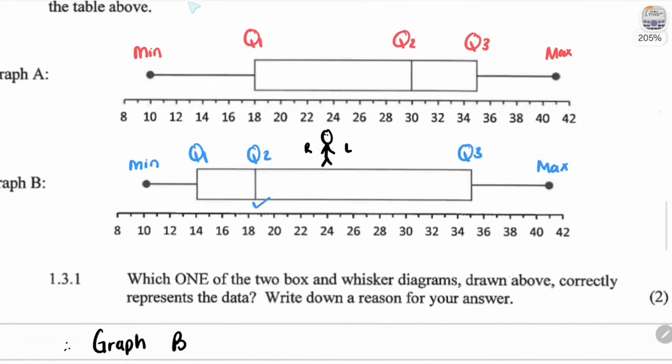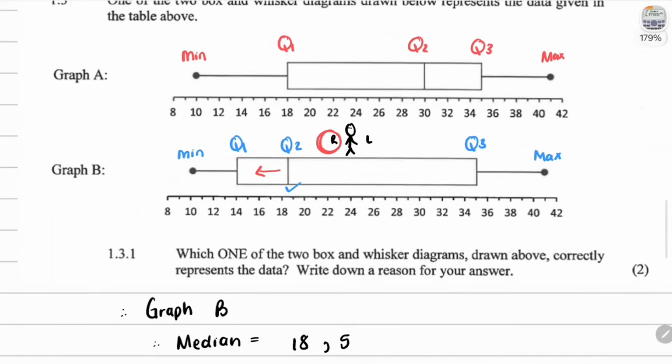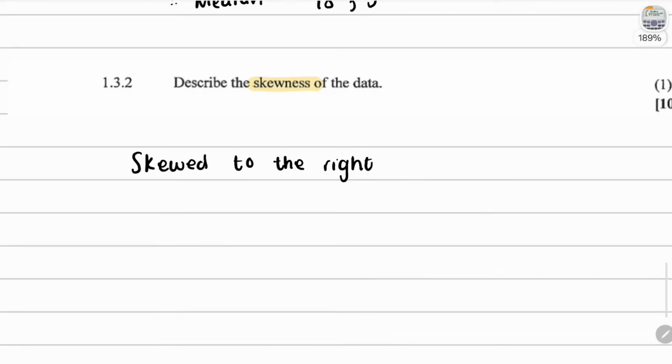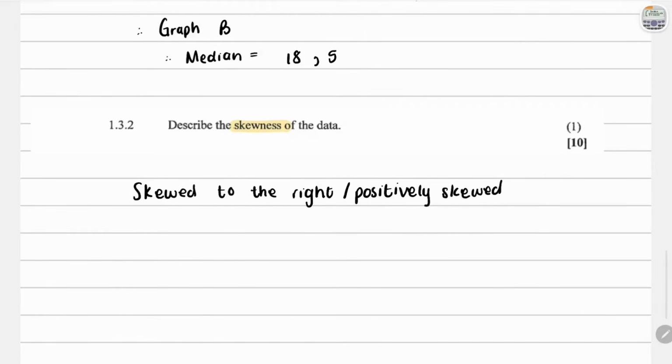The only thing you have to focus on is really these quartiles, okay? Q1, Q2, and Q3. If you notice that Q2 is closer to Q1 than it is to Q3, then this is skewed to the right, and that is the skewness. Okay, so the data is skewed to the right. We can, of course, also call this positively skewed. And that is our answer, and that is it for question 1.